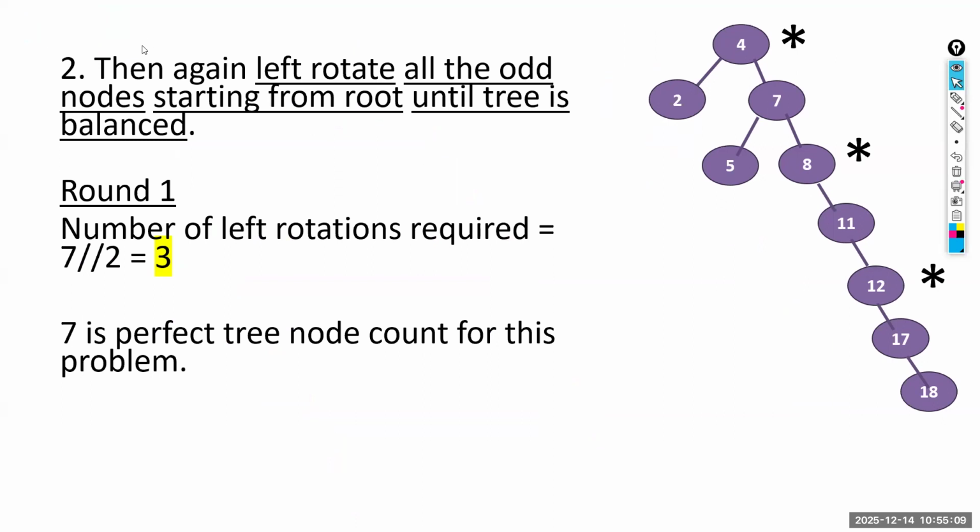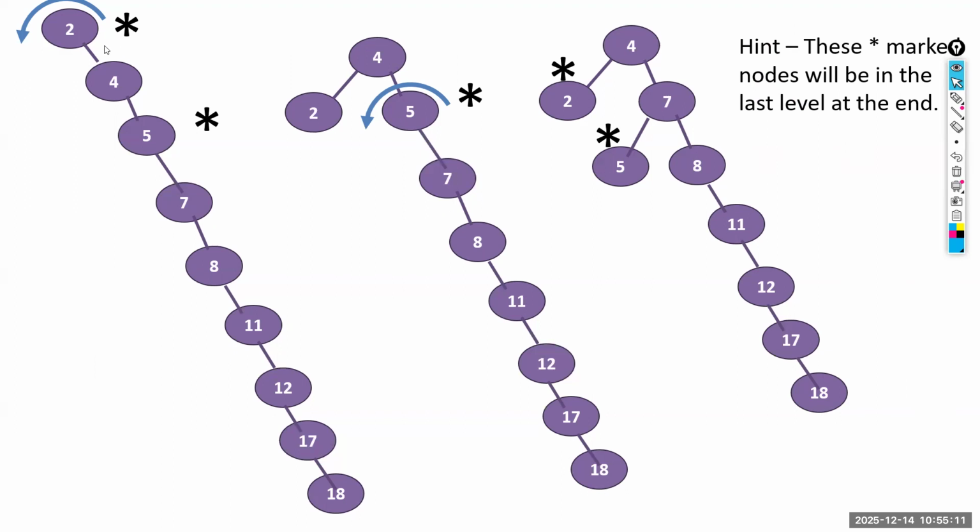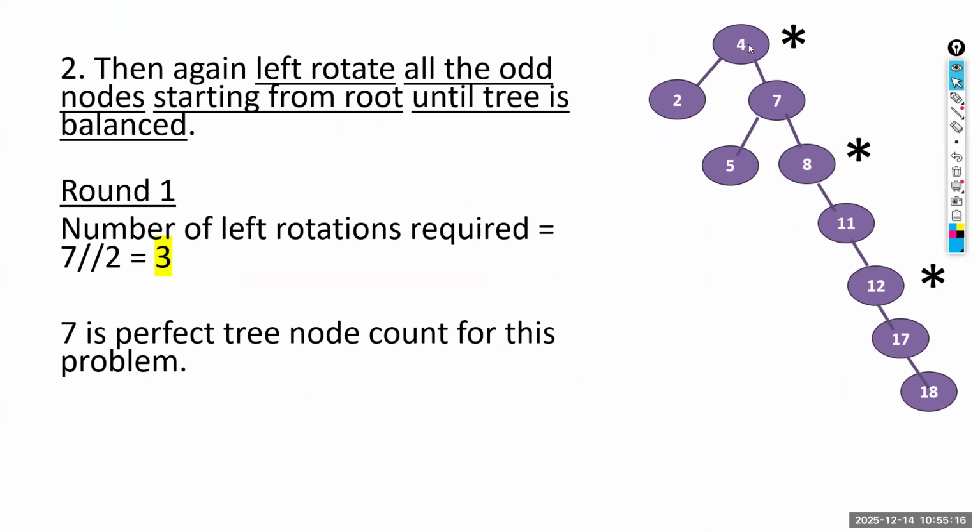Now again, remember we have done 2 and 5. Right. 2 and 5 we are done. Now again mark the odd nodes in the new structure, that is positions 4, 8, 12 and so on. Then again left rotate all the odd nodes in your new structure, starting from root until the tree is balanced. You just do it until the tree is balanced.